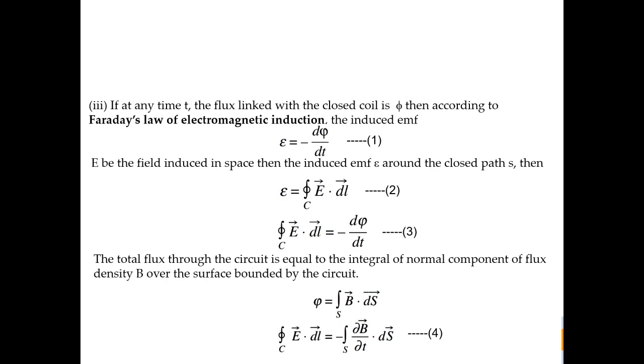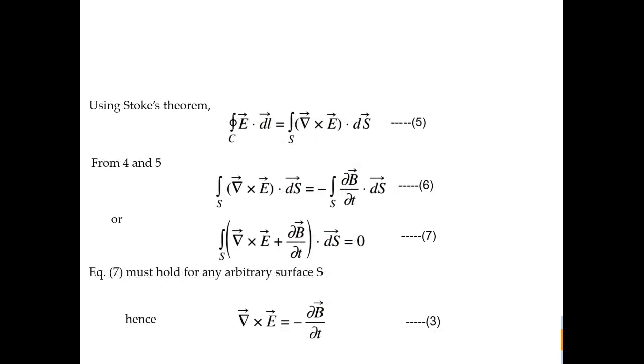Now, if you look at equation 4, on the left-hand side we have a line integral. On the right-hand side, we have a surface integral. What we can do here is apply Stokes' theorem to convert the line integral into a surface integral. If you remember, Stokes' theorem says that the line integral of a vector is equal to the surface integral of the curl of the very same vector. And that is represented in equation 5.